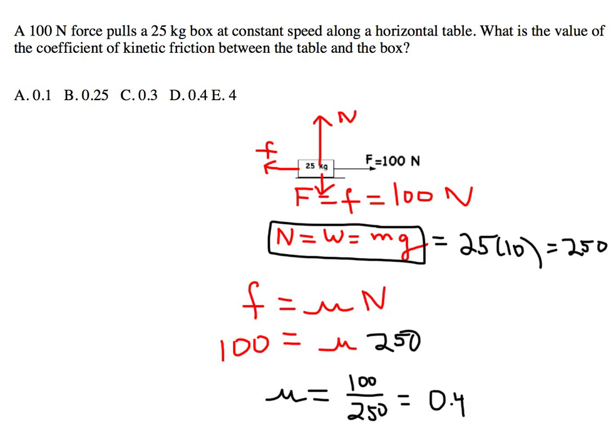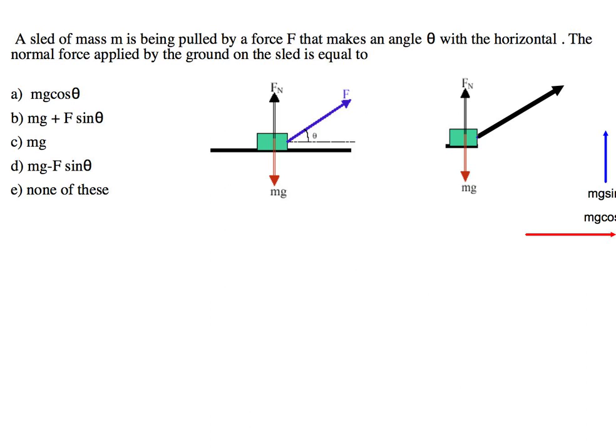Here's another multiple choice question. A sled of mass M is being pulled by a force F that makes an angle theta with the horizontal. The normal force applied by the ground on the sled is equal to what? What is the normal force? So we see a force diagram of all the forces acting on the box. In order to find the normal force, we use the fact that the sum of all the forces in the y direction has to add up to zero because there is no motion in the y direction.